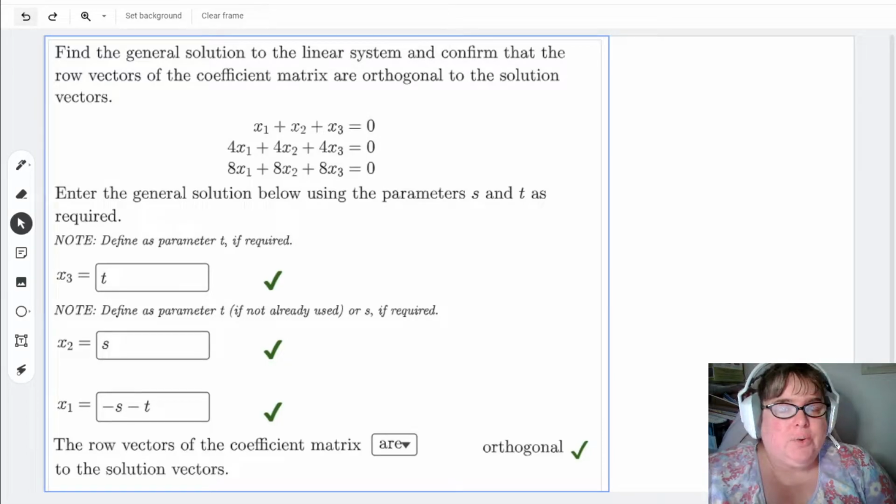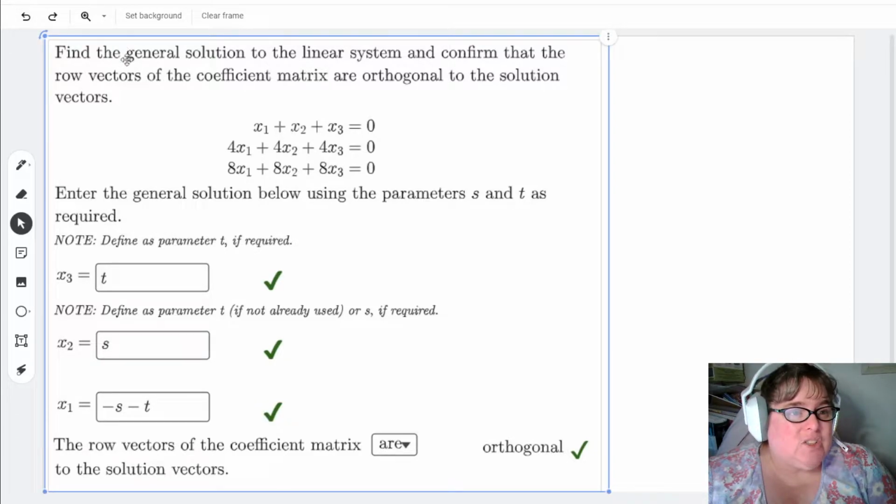Hello, we're going to go through a couple of problems from 3.4 from the Wiley Plus online linear algebra program. The first question we're going to do is number 5, then we'll do number 6.